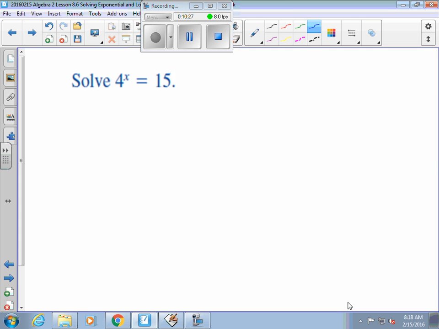It went a little bit longer than 45 seconds, but again, this one's just like the example. It even uses the same number 4. So right here, solve 4 to the x is equal to 15. Since the variable x is on the left side, that's the base you want to use. Log base 4 of 4 to the x is equal to log base 4 of 15.